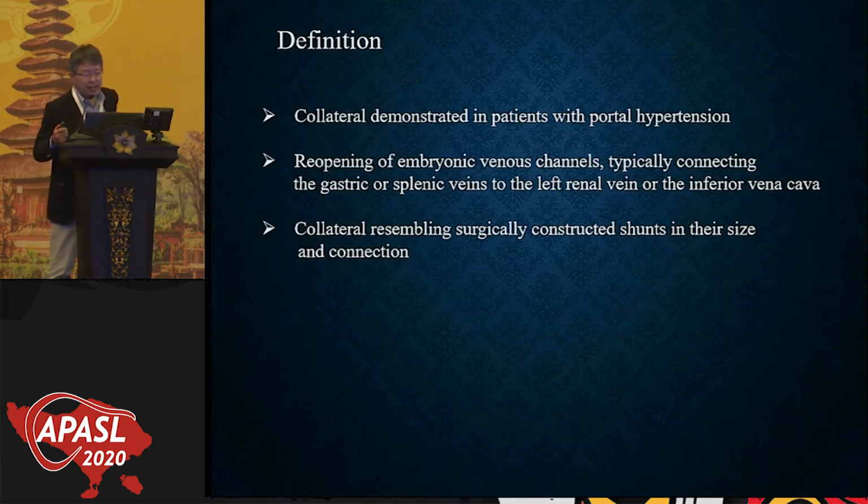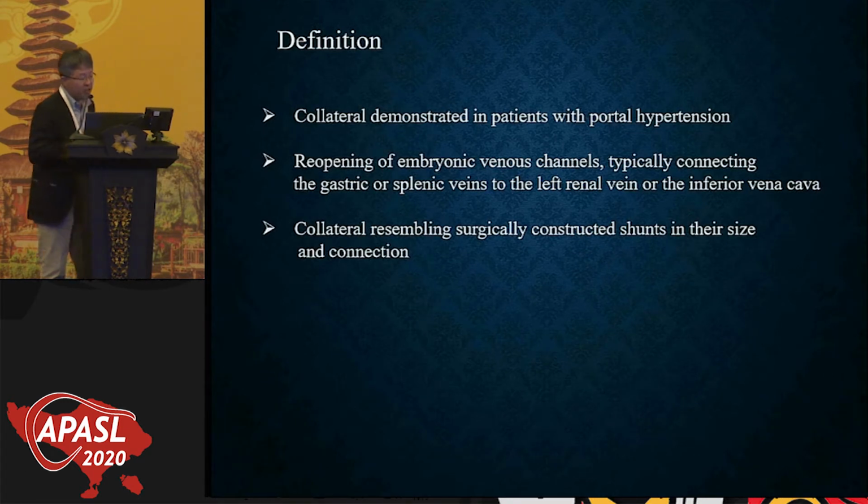Spontaneous shunt is a collateral demonstrated in patients with portal hypertension. It's due to reopening of embryonic venous channels, typically connecting the gastric or splenic veins to the left renal vein or the inferior vena cava. It's a collateral resembling surgically constructed shunts in size and connection.